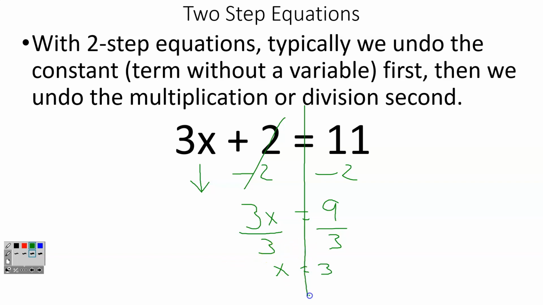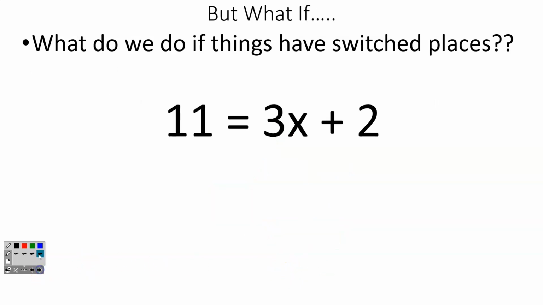So the things, remember, that we're looking for: draw your fence. What you do to one side, you do to the other. Make sure you do it twice on a two-step equation. And make sure to list your answer as the variable equals that answer.